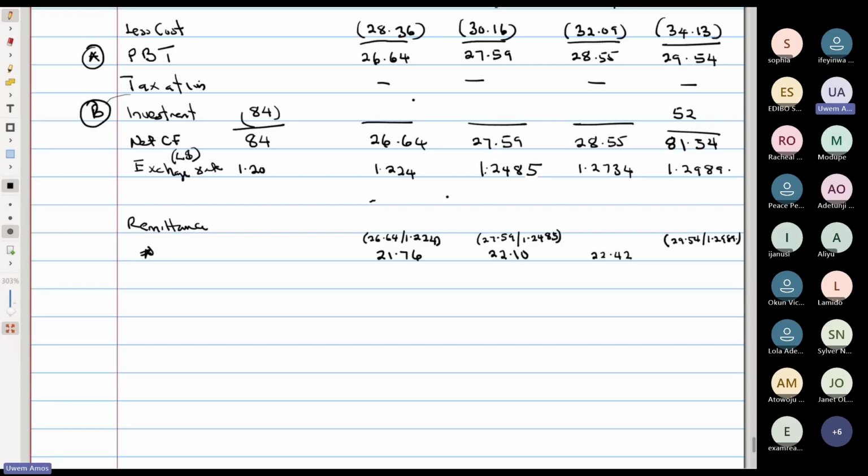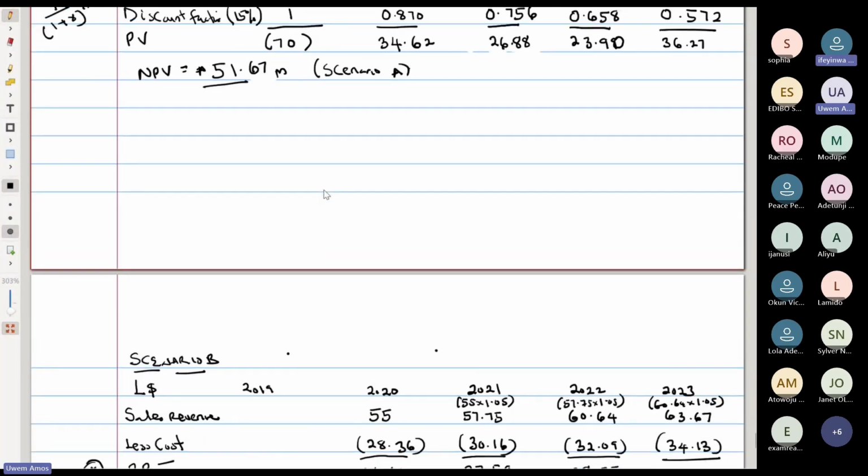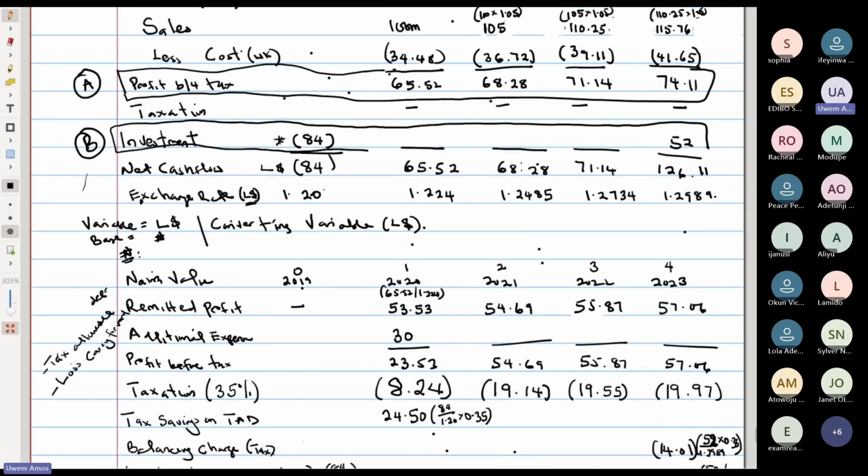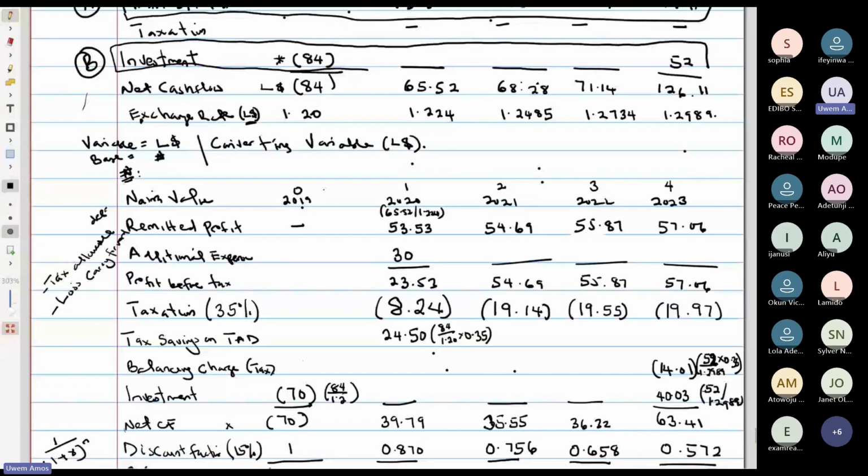So 29.54 divided by 1.2989 is 22.74. Okay. All right. So those are the values that are basically related to scenario B. So let's move in every other thing that is for everybody. So let's move in everything that's for everybody.